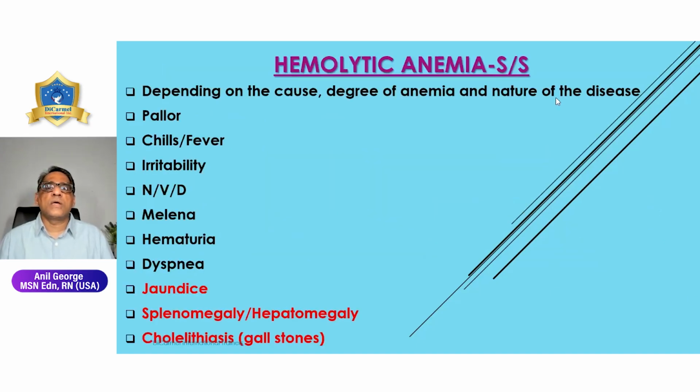Now, looking into the long list of symptoms of hemolytic anemia, the symptoms depend on the cause, degree of anemia, and nature of the disease. And again, for any anemia, the first thing we know is pallor. It can cause chills, fever, irritability, nausea, vomiting, diarrhea, melena, hematuria, dyspnea, and a few classic ones to emphasize: it can cause jaundice, splenomegaly, hepatomegaly. We'll see why and how. It can cause gallstones, cholelithiasis. So let's talk about them specifically, why it can cause these symptoms.